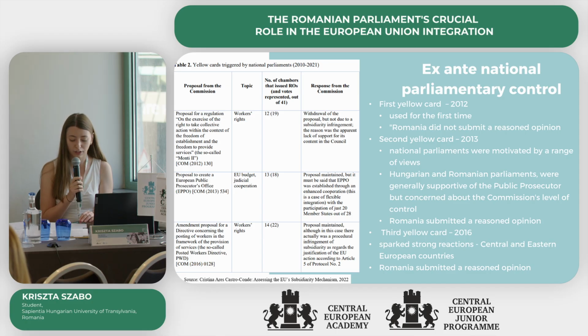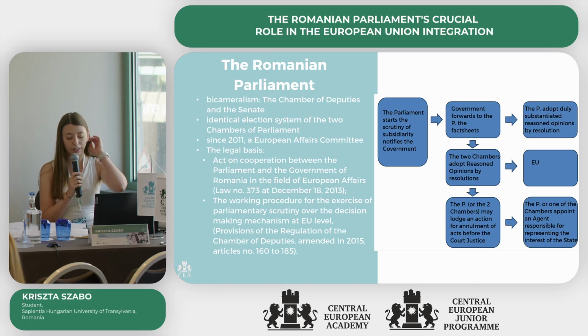And now I turn to the legislation of Romania. Romania has a semi-presidential constitutional system with a bicameral parliament, meaning it has two chambers, as I said, the Chamber of Deputies and the Senate. Although both chambers are elected using the same system and represent the will of the same voters, they have different numbers of members. Since 2011, both chambers have their own European Affairs committees. These committees are responsible for reviewing draft EU laws, either on their own or together with other standing committees.